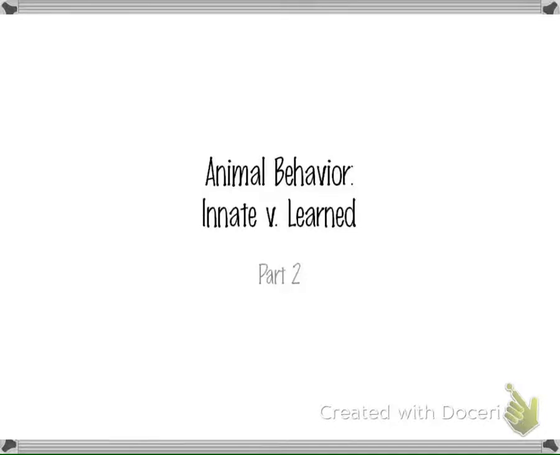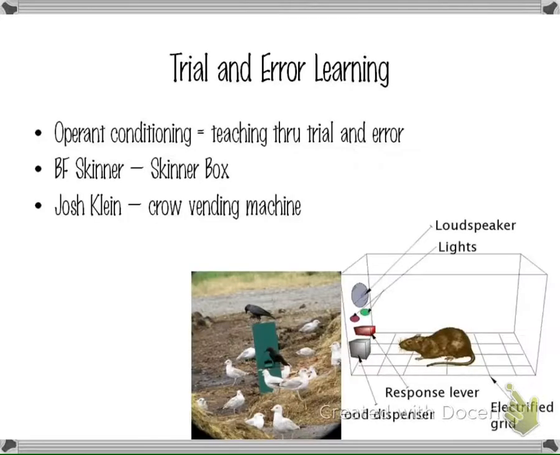This is animal behavior, innate and learned. This may repeat a tiny bit of what we did in class, but I think I'm starting where we ended. So let's see. Trial and error learning, or teaching through trial and error learning, is called operant conditioning. And we were talking about the Skinner box.